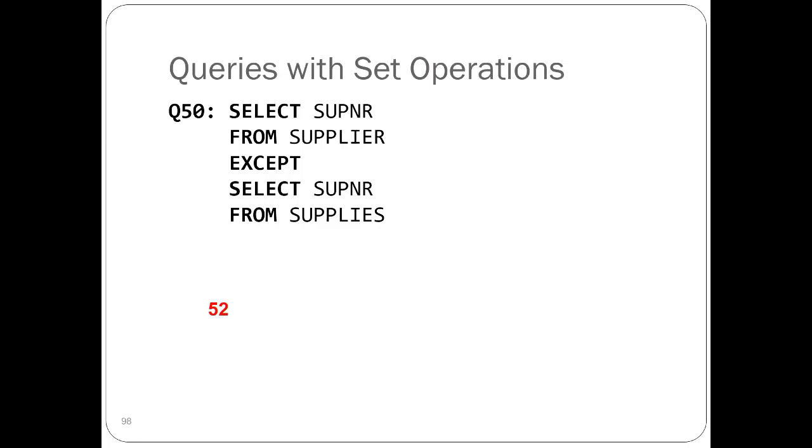Select supplier number from suppliers will give us all the suppliers. Whereas when you are selecting supplier number from supplies, it will list those suppliers who are supplying a product. So this set minus this means these are the suppliers who are not supplying any product. Good. If these questions are asked in the exam, then these should be straightforward.